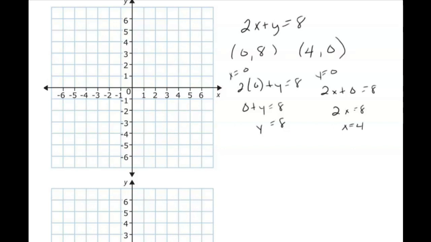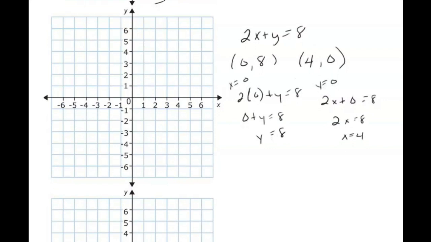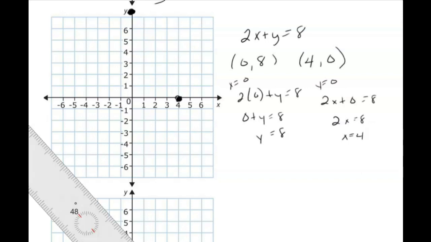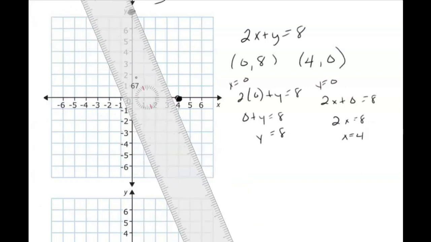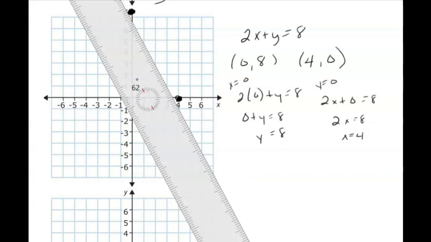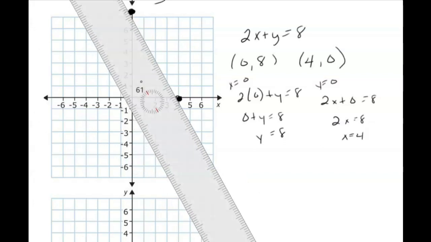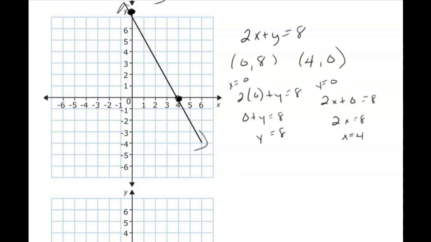All right, I actually went off my graph here. So (0, 8) would be all the way up here. I'll make it nice and dark. And then (4, 0) would be over here. And those are your two intercepts. All you need to do is make this line. Okay, so standard form is okay. We can use intercepts to graph, and that's going to be good.